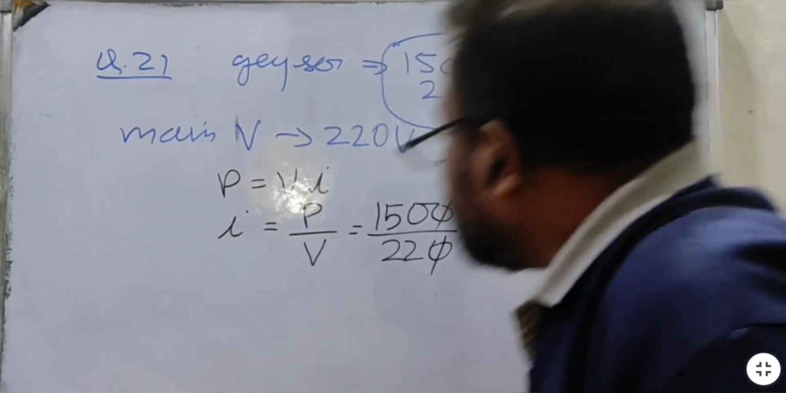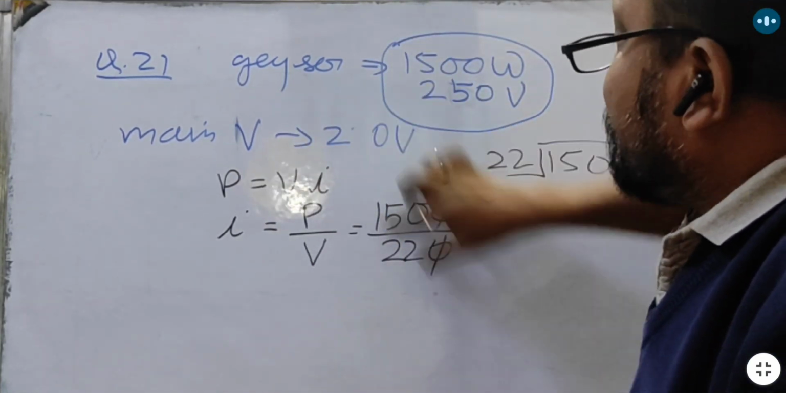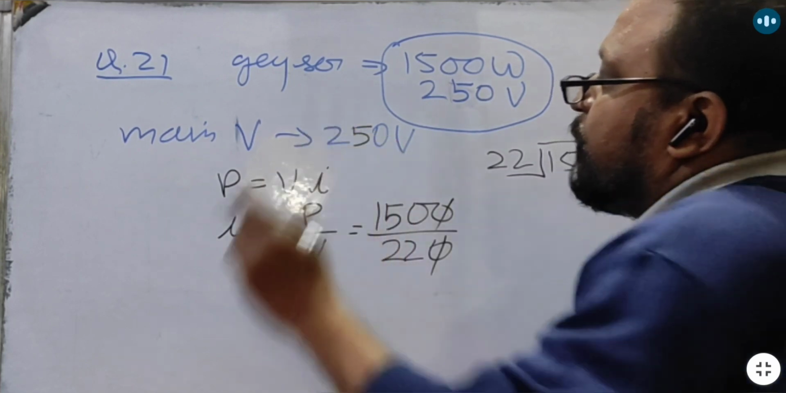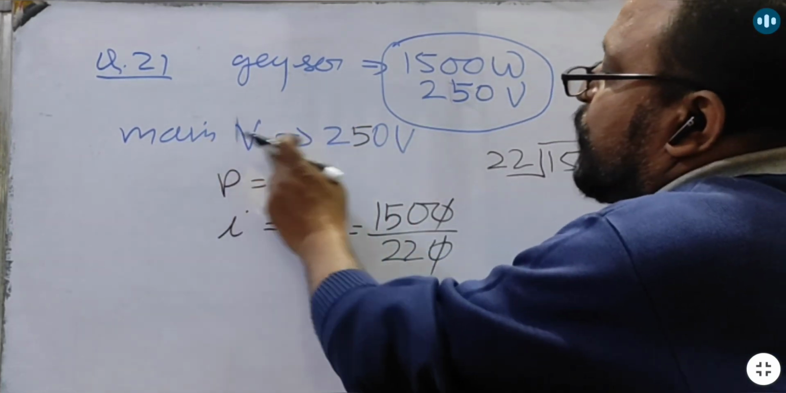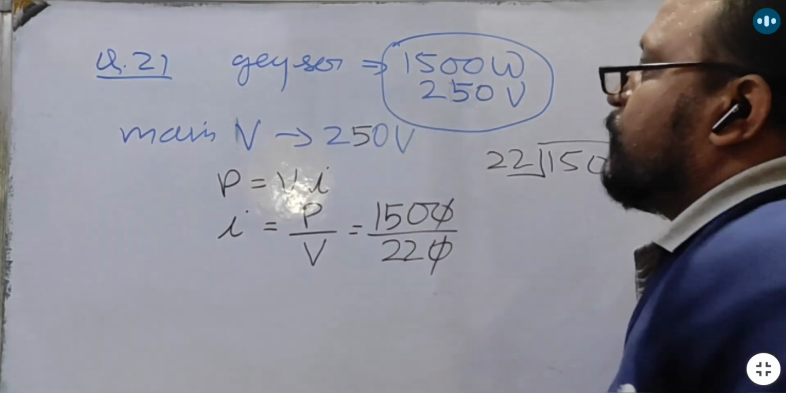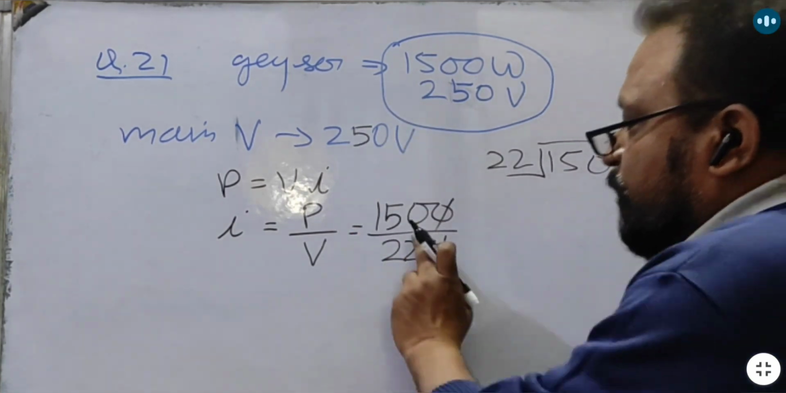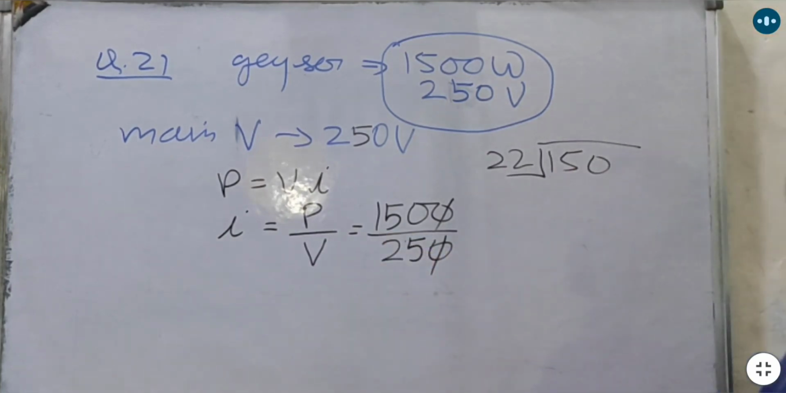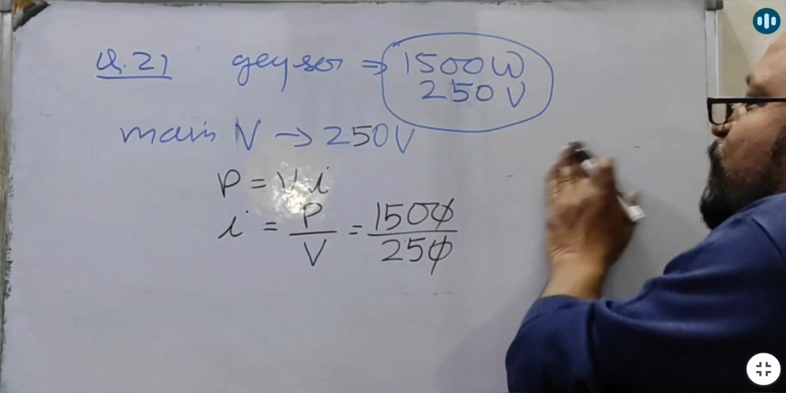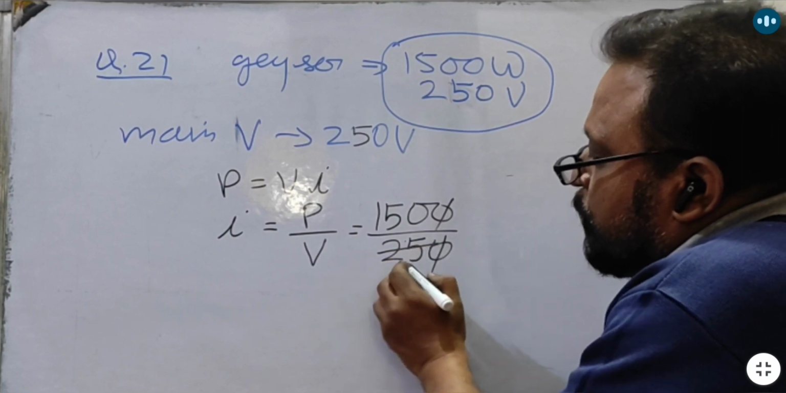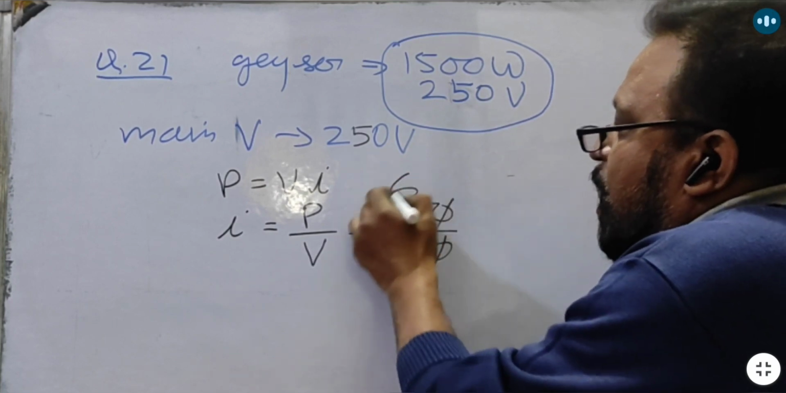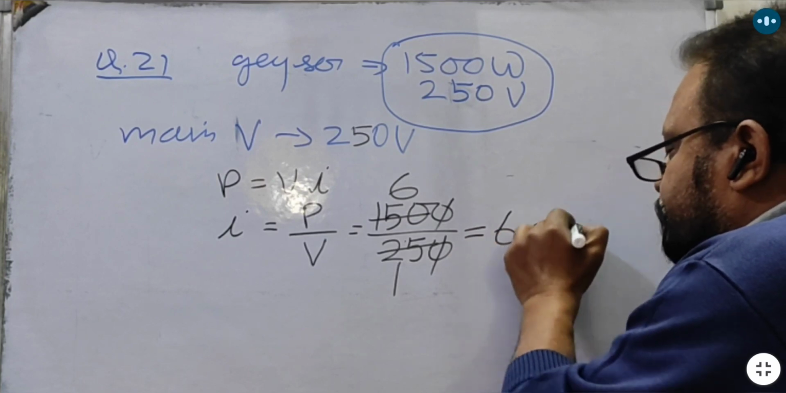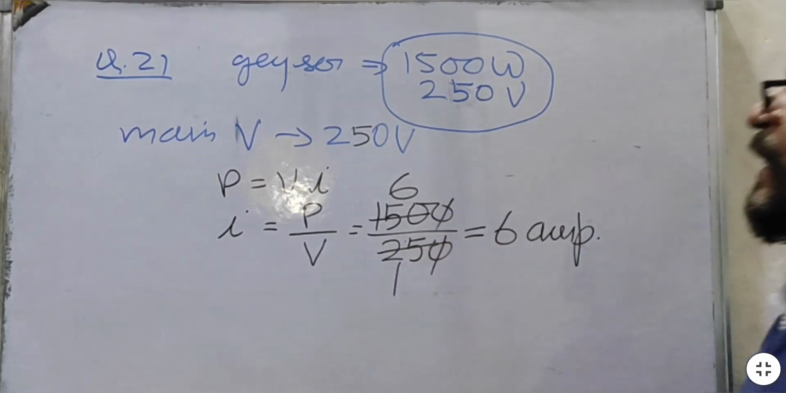Oh sorry, I'm very sorry. This is 250 volt. In your book it is written that the potential difference of the mains is 250 volt, okay? So here we will take 250 volt. It is mentioned in your book, so there is no problem at all. 1500 upon 250, that is 6. So a current of 6 ampere will flow. Get it?